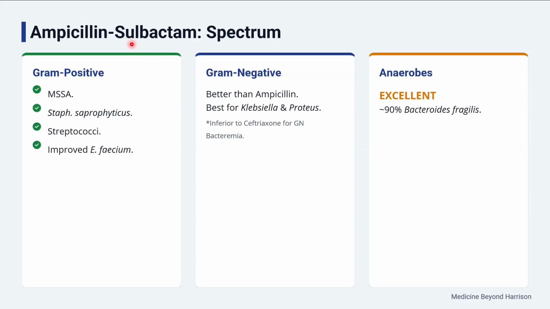Now the ampicillin sulbactam spectrum. It covers MSSA, Staphylococcus, and Streptococci, with improved activity for Enterococcus faecium. When combined with sulbactam, it is better than ampicillin alone, best for Klebsiella and Proteus. Again, it is inferior for Streptococcus and bacteremia. It has excellent coverage against anaerobes, especially Bacteroides fragilis. When combined with sulbactam, you can use it for MSSA organisms also.